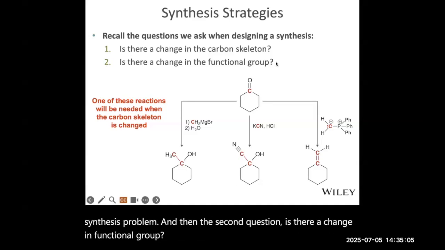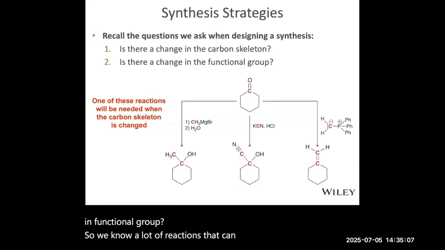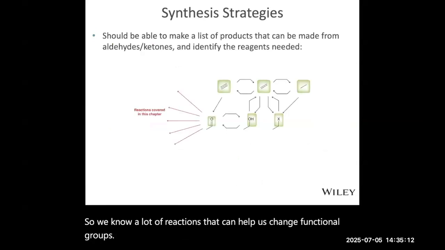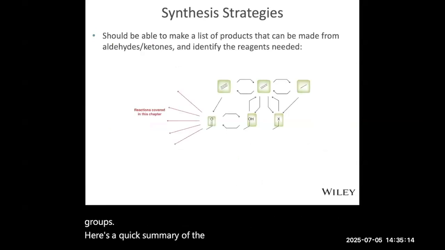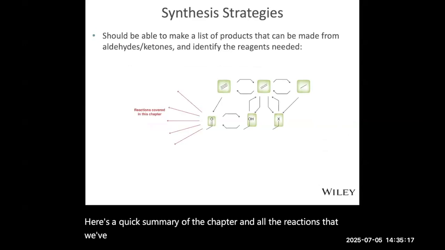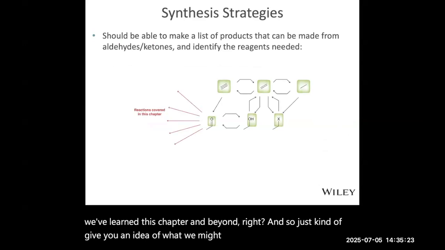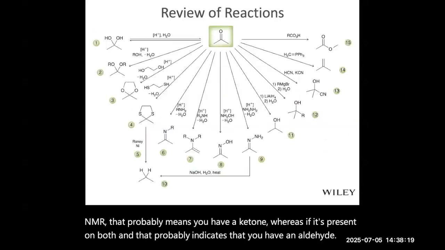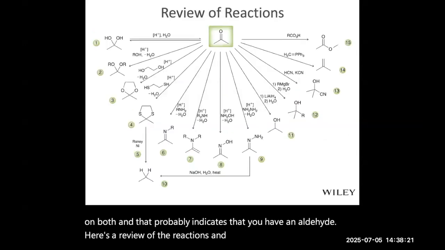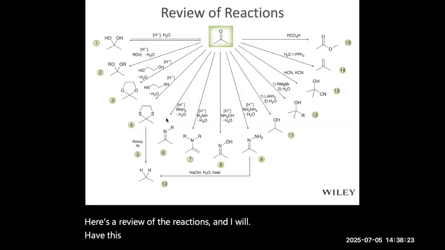So we know a lot of reactions that can help us change functional groups. Here's a quick summary of the chapter and all the reactions that we've learned this chapter and previous, right? And so just kind of give you an idea of what we might be thinking about in terms of synthesis problems. Here's a review of the reactions, and I will have this available in Brightspace separately as a document that you can just refer to.